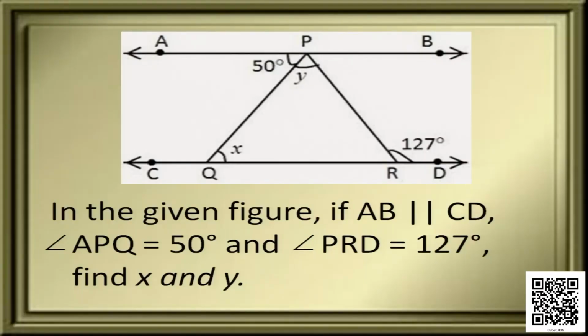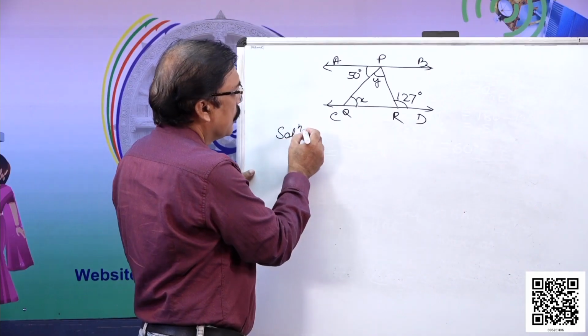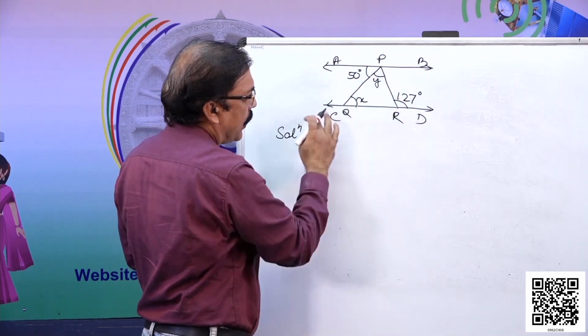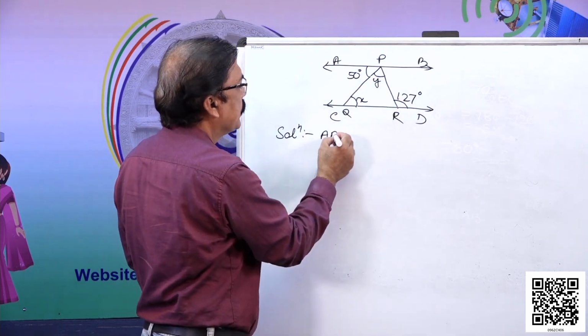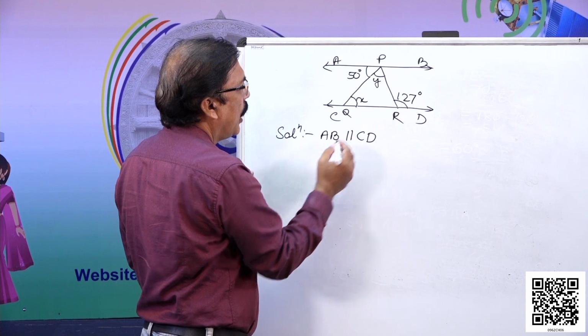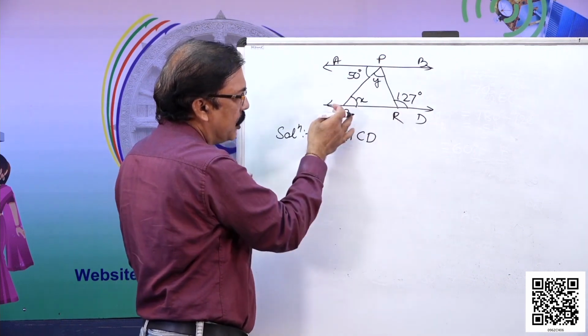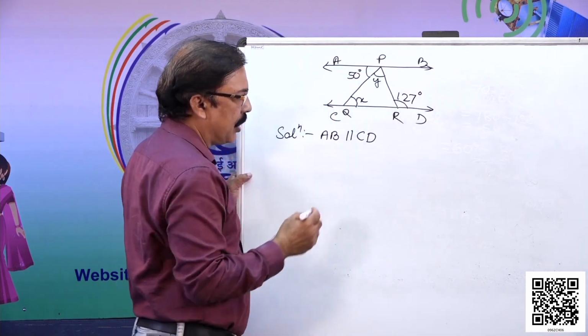Now how to solve this? You see, AB is parallel to CD and PQ is the transversal.